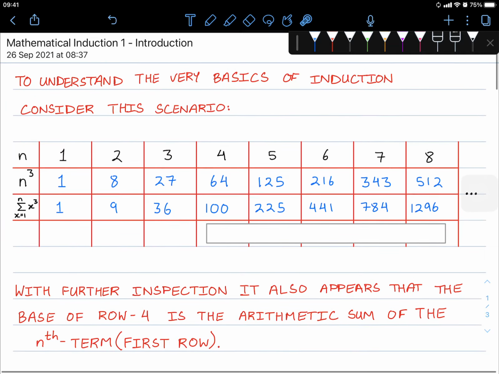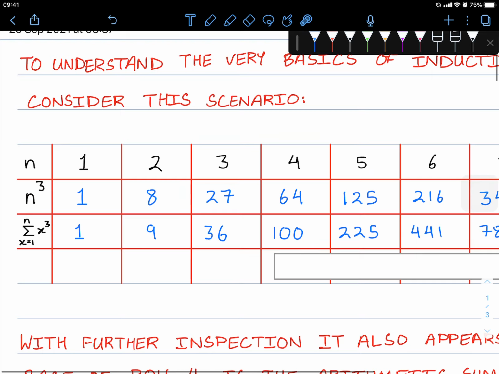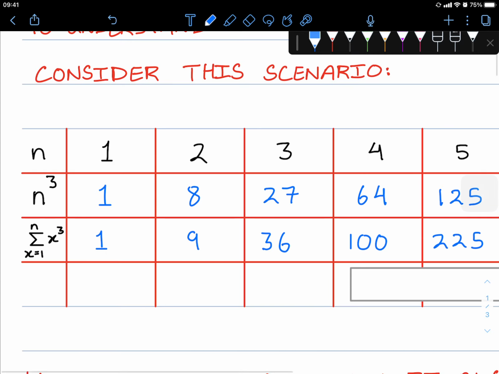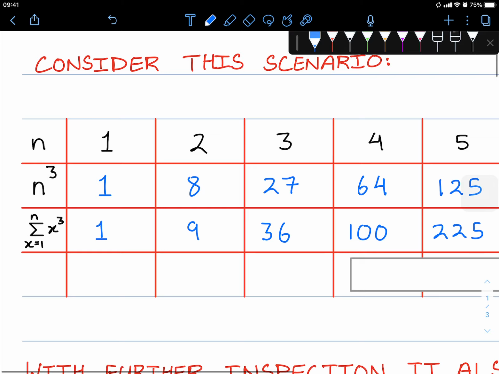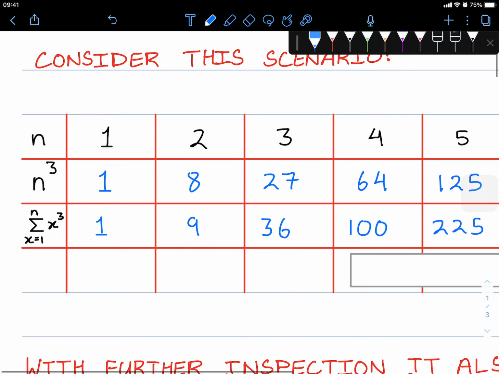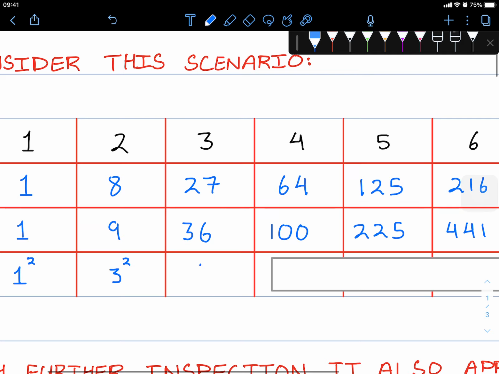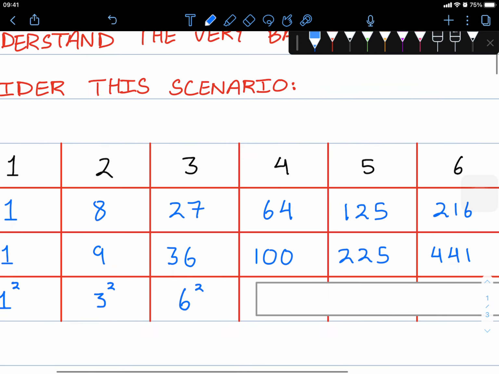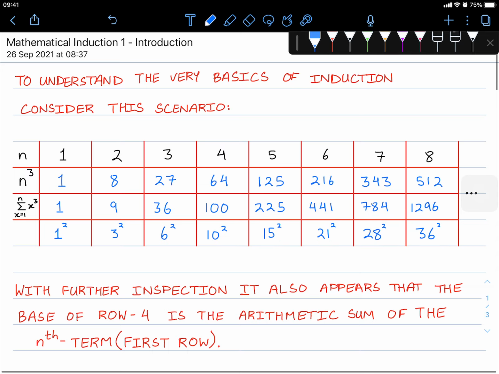But it also seems to be the case, if you look at a pattern here, this bottom row, well, it's not entirely obvious just yet, but take a look. This bottom row is 1 squared. This one here is 3 squared. This one here is 6 squared, and so on. You can double check all of these in your calculator, but I assure you this is the pattern that's following.